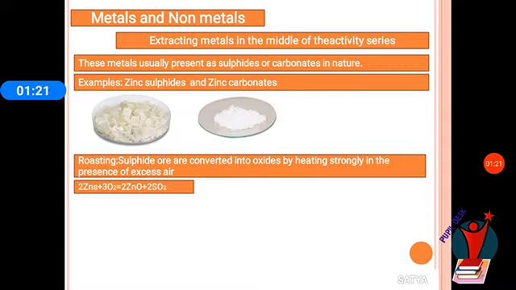Got it? In the roasting method, we are heating the sulfide ore in the presence of air, that means in the presence of oxygen, then we obtain the what? Zinc oxide only.